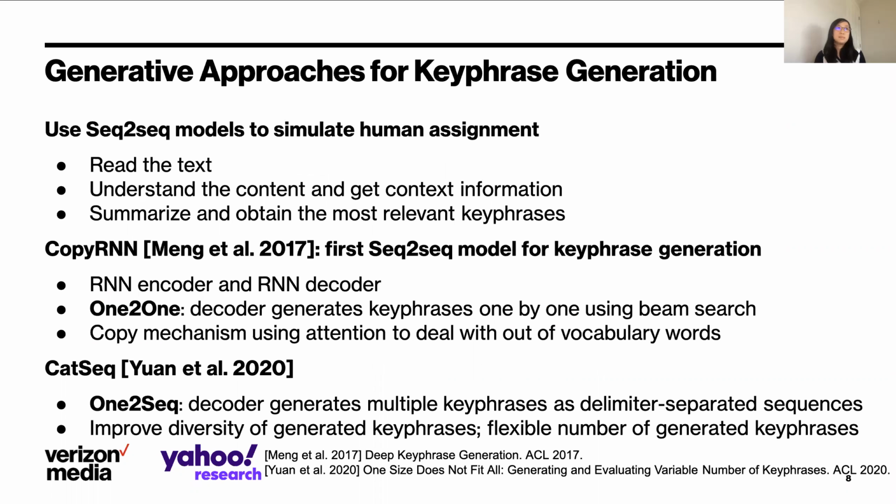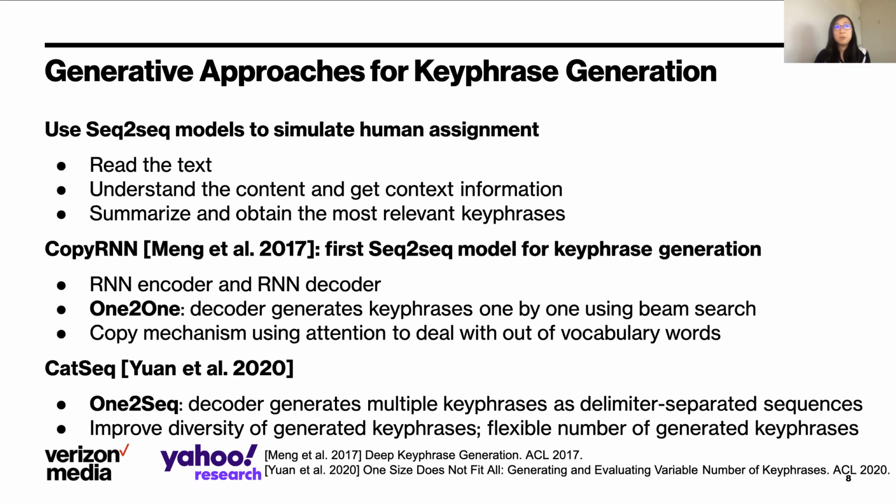Yeah, so with this copy RNN network, as we said, they're using RNN as decoder and encoder to generate key phrases. And then they also introduced a new mechanism called the copy mechanism that relies on attention to deal with out of vocabulary words. So if a word in the input document is rare and does not appear in the vocabulary, but through attention they know it's an important word, they still generate it as part of the key phrase. So that improves the quality.